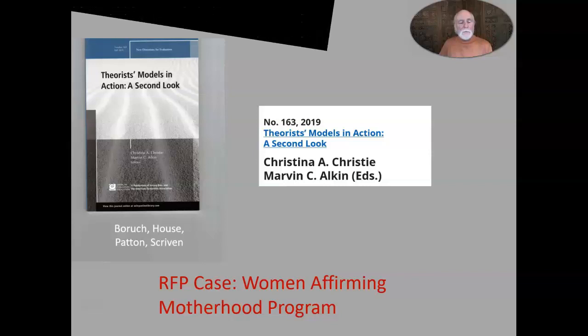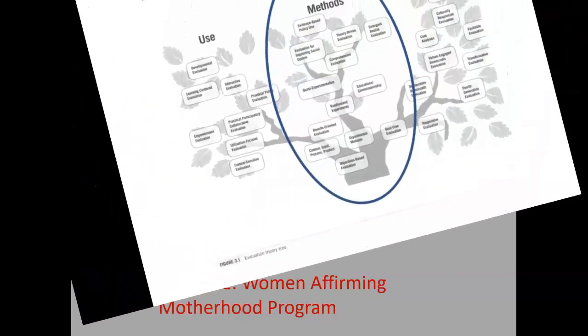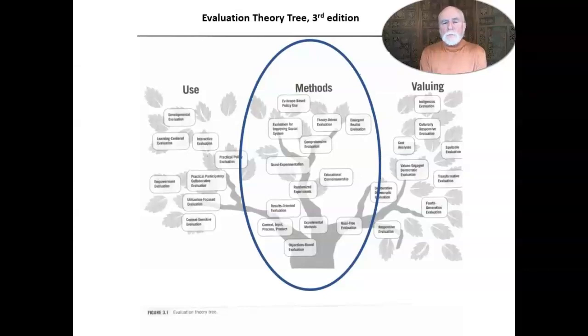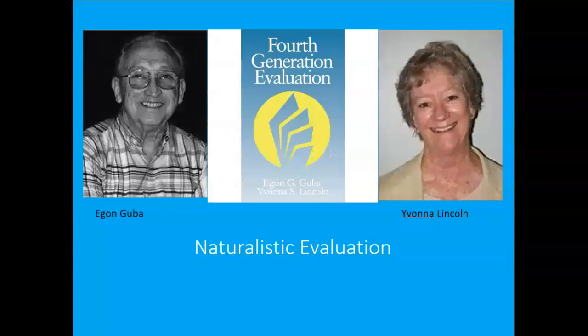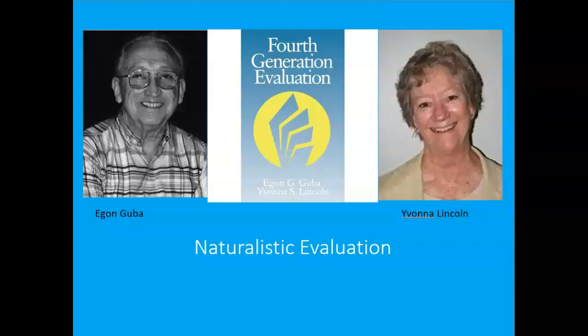But the emphasis on the methods branch from the beginning, in the theorists that were chosen and now the theories that are emphasized, is to buy into the notion that quantitative experimental methods are the most rigorous approach to evaluation, and treats the qualitative work that was done by, for example, Guba and Lincoln as part of the valuing branch rather than as the methodological branch.